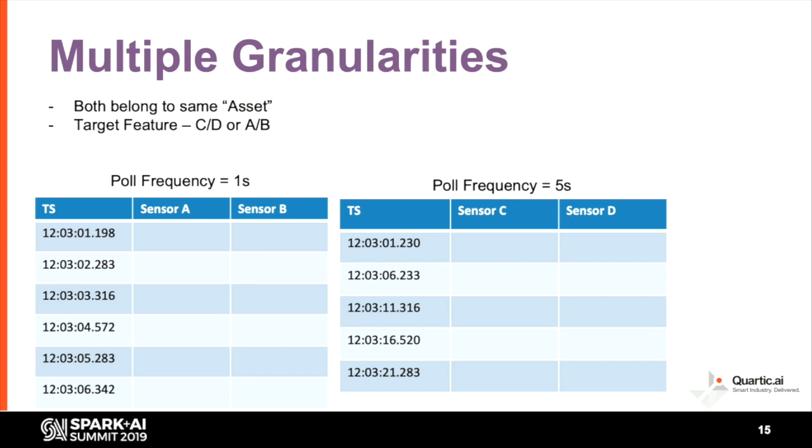So in this case, if we are working with sensor A and we are trying to predict a value at 12:03:02, then one would want to forward fill the data from sensor C by using some of these techniques, to make sure that we have the data from all these feature sensors present while the compute is happening.